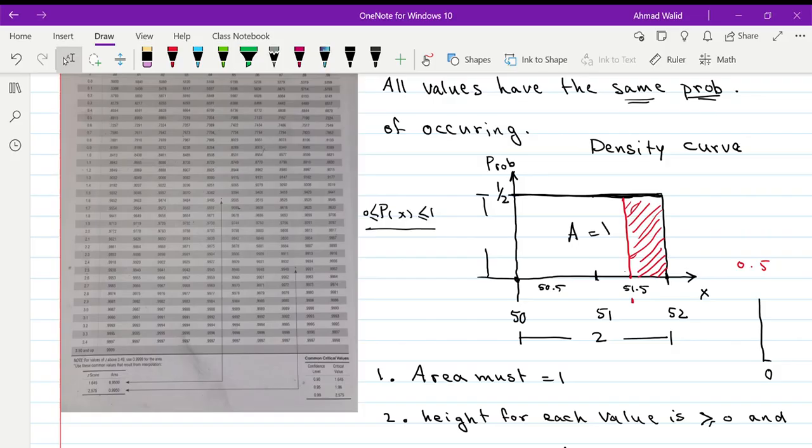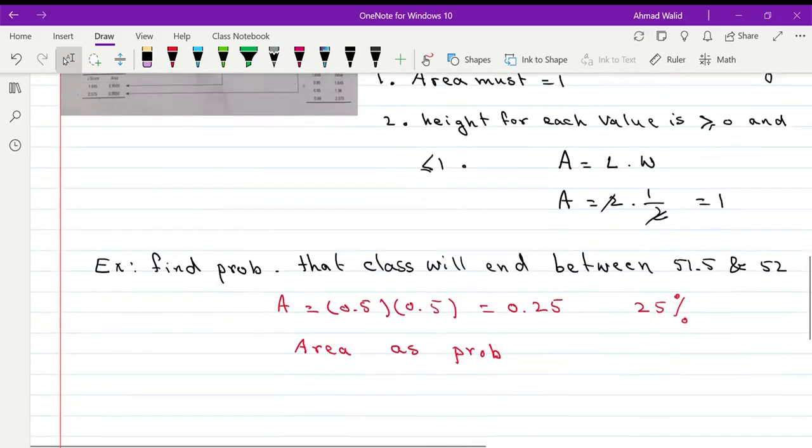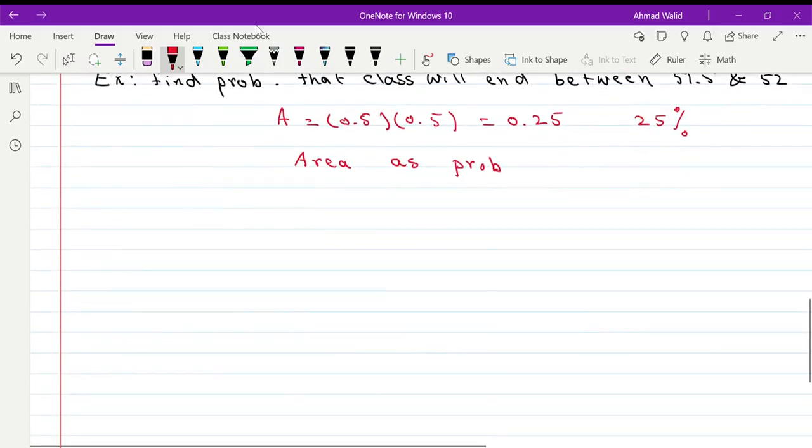Correct? Now, the next thing that we want to discuss after this example, slowly we want to go to our normal distribution, correct? I will talk about the normal distribution.